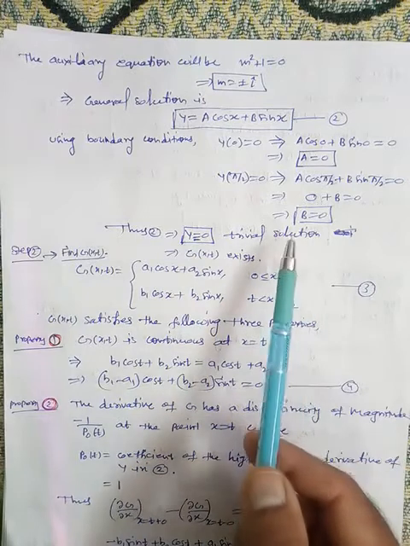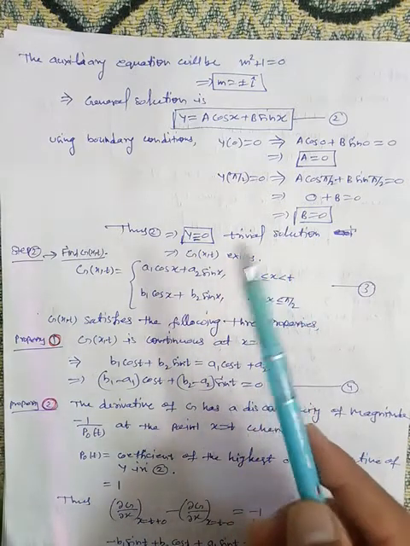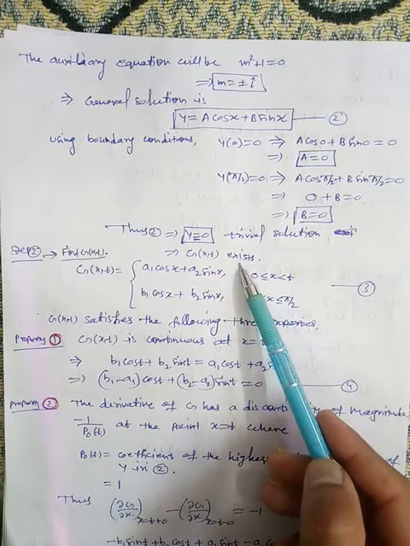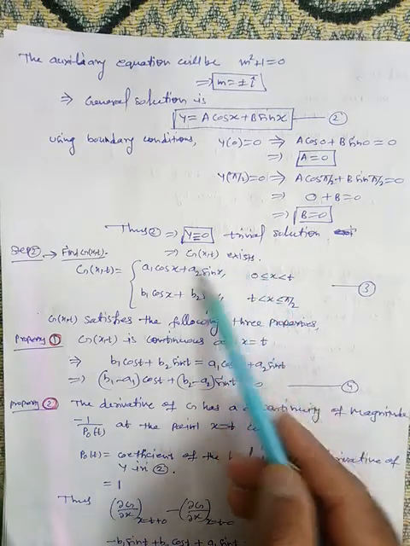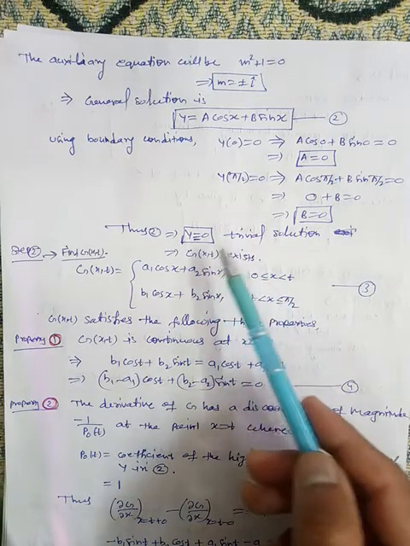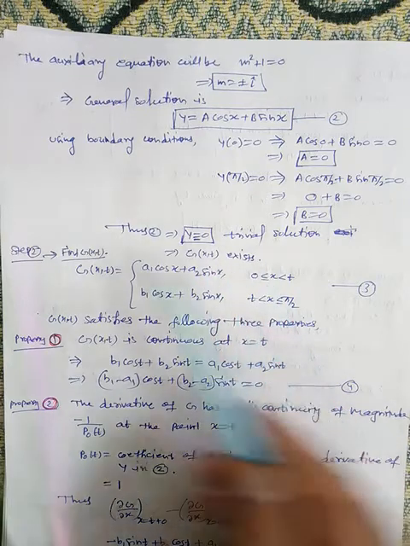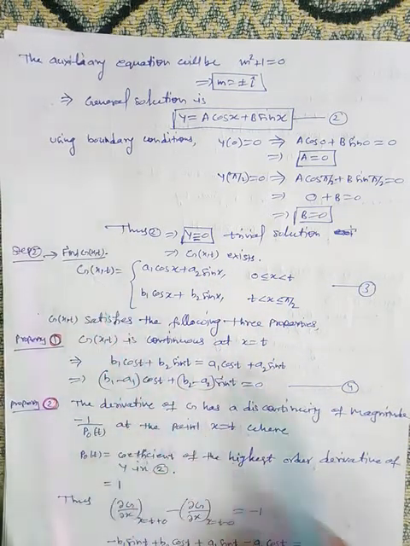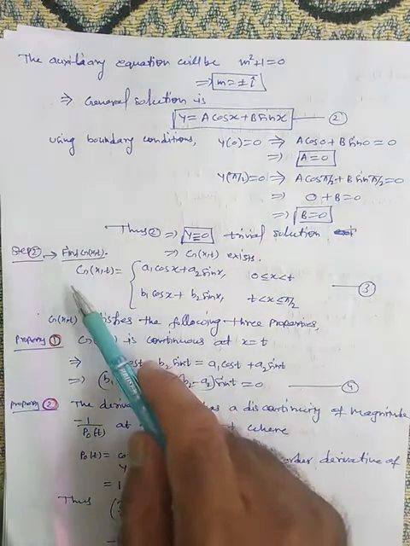And hence we can say that Green's function exists. So Green's function exists. Now our next target is to find this Green's function. This will be done in step number 2. So now find G(x,t), the Green's function. So what is the Green's function?